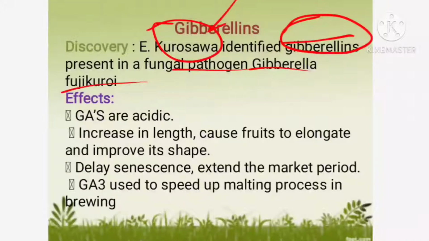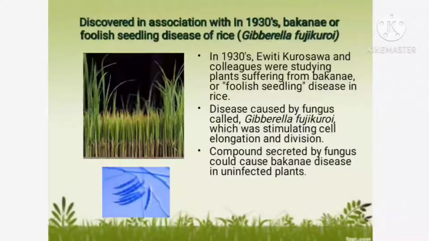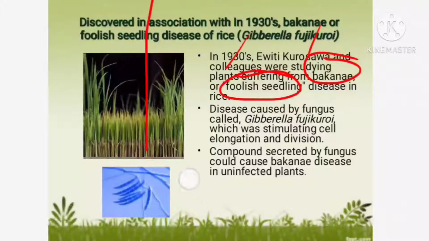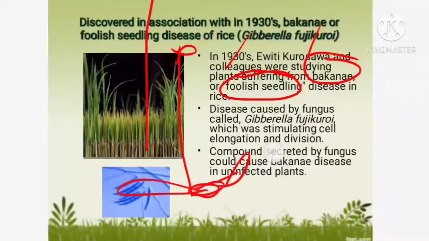How did he identify the gibberellins? See, this Kurosawa and his colleagues were studying what? The plants suffering from a disease called Bakanae disease. So plants were suffering from a disease. What is the name of the disease? The Bakanae disease. They were studying why the disease is caused. When they learned the symptoms of this disease, they found it as foolish seedling. Foolish seedling means the plants will be growing very long. The internodes, when you see, internodes means what? The nodal regions where the leaves arise, or the branch arises, we call them what? The nodes. So if this Bakanae disease attacks, the plant is growing very tall.